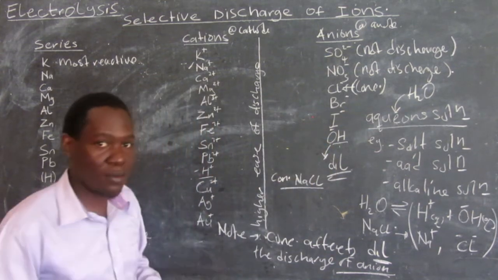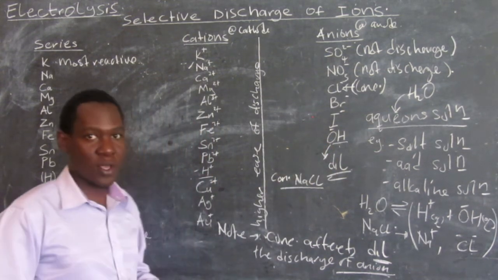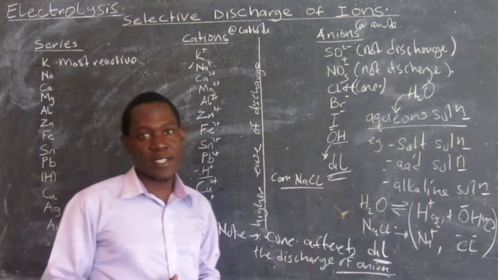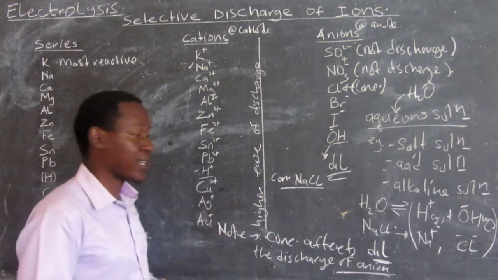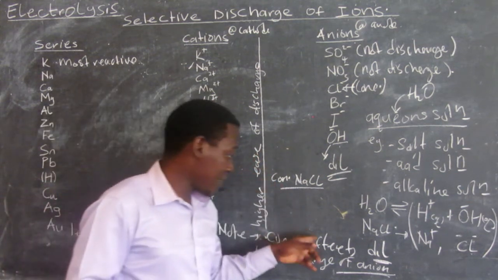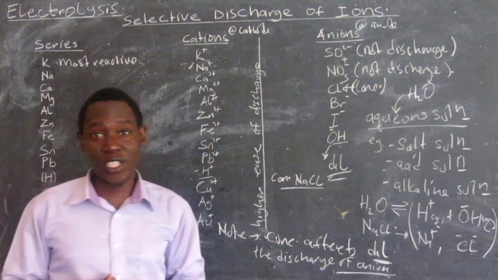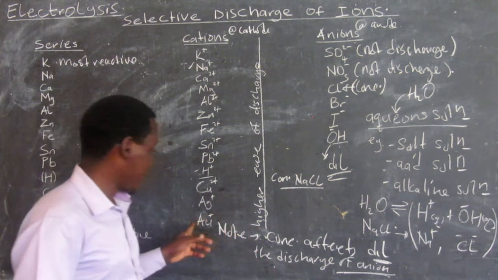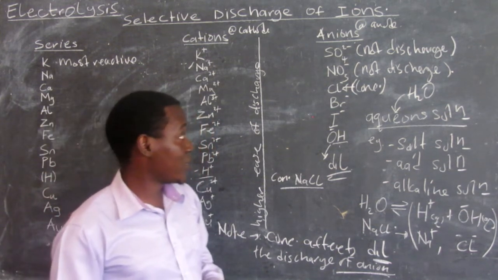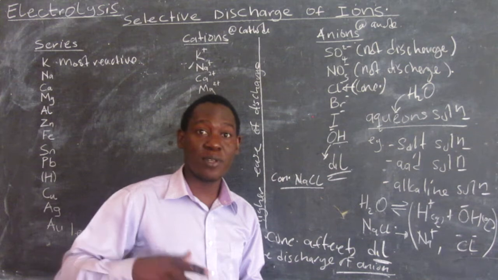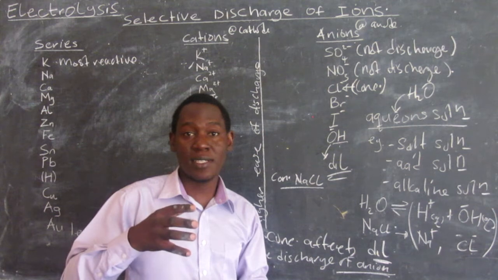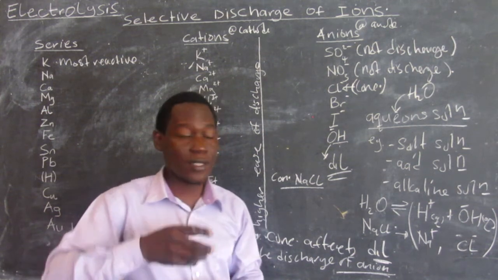But we saw that we have an abnormality with concentrated solution. For concentrated solution, the discharge of anion is affected, but the discharge of the cation is not affected. You need to be very keen about that. We saw that when something is concentrated, that anion which is more concentrated has higher chances of discharge than the other one which is less concentrated.